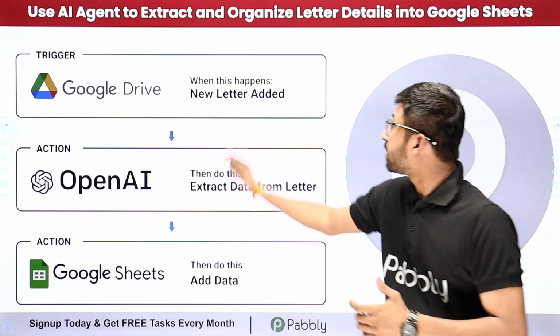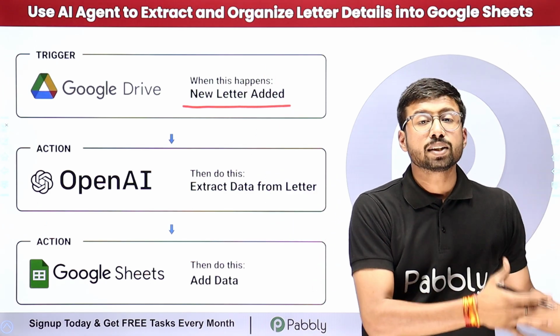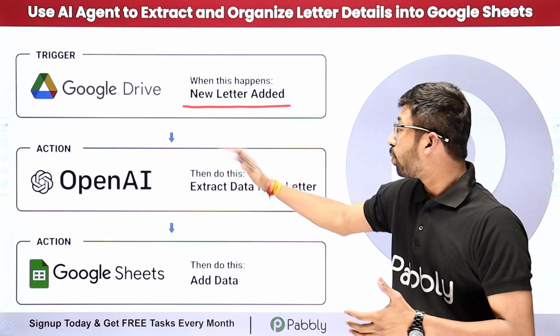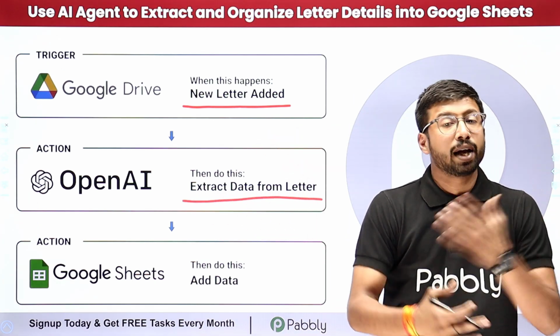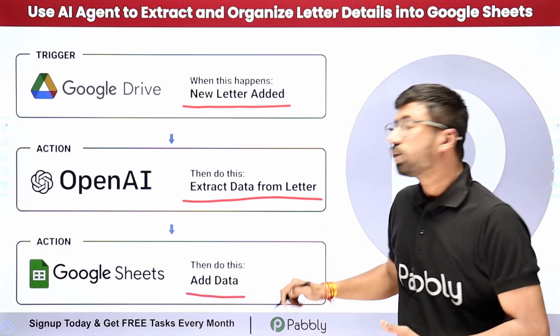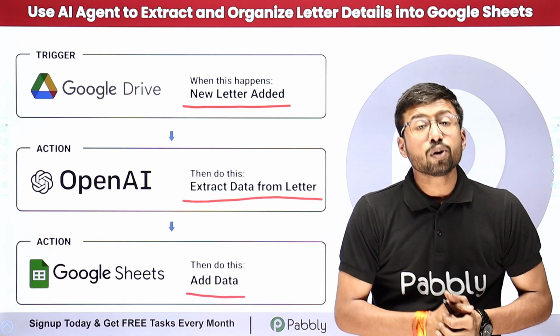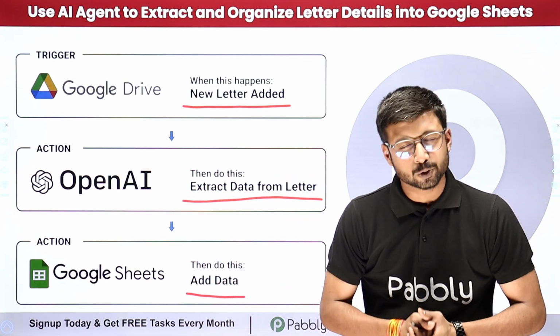This AI agent will get the new letters which we are adding into a specific folder in Google Drive. After that, this AI agent will send the same letter to OpenAI, and using OpenAI, we are going to extract the data from the letter. And after extracting the data, we are going to add the extracted data in our Google spreadsheet as well. Now, if you want to learn how you can build this AI agent all by yourself, let me just take you to my screen.